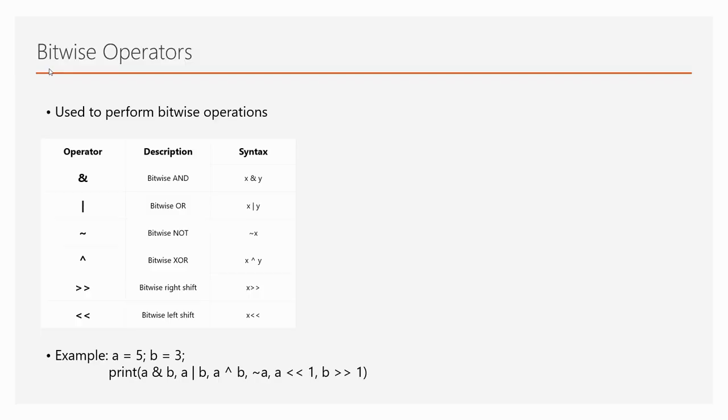Now let us understand bitwise operators. They are used to perform bitwise operations. So here you can see there are different operators existing. First one is the bitwise AND operator.